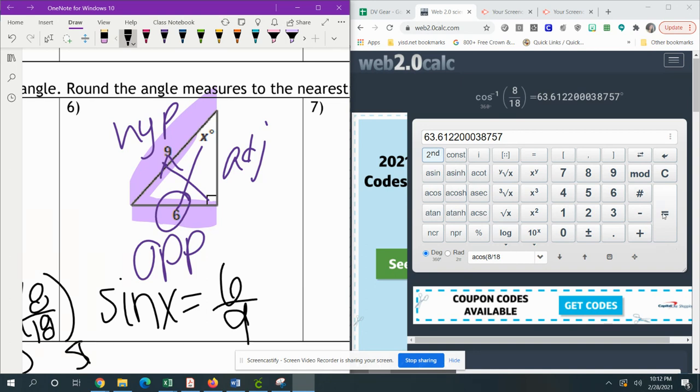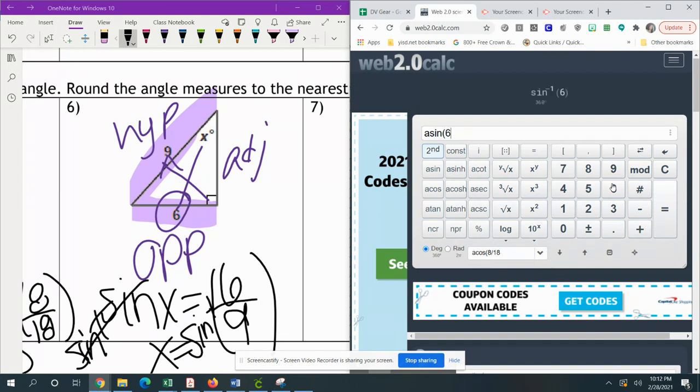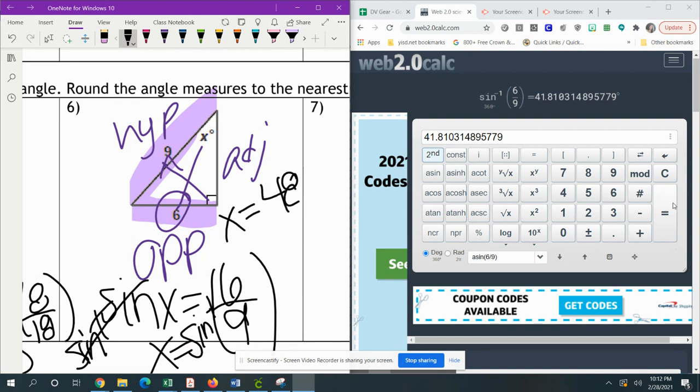So to figure out what x is, we're going to take the inverse sine. I'm going to have to find the inverse sine of 6 over 9, and that's what x is going to equal. So I'm going to plug that in my calculator. Let me erase it. I'm going to press second, inverse sine of 6 over 9, close parentheses, enter. This gives me 41.8. So that angle x, 41.8 would round to 42 degrees.